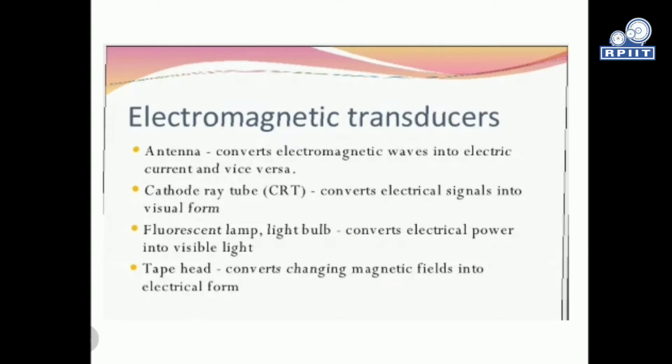We have several examples we face in our day-to-day life. The first one is the antenna, which converts the electromagnetic wave into electric current or vice versa. So an antenna is nothing but a device that converts the electromagnetic waves coming from the transmitter end to the receiver end, and from the receiver end to the transmitter, and vice versa.